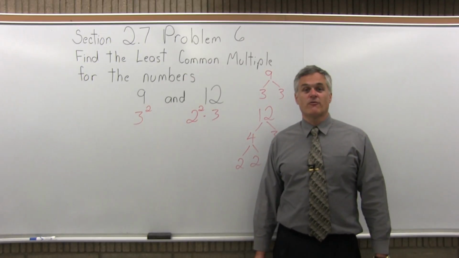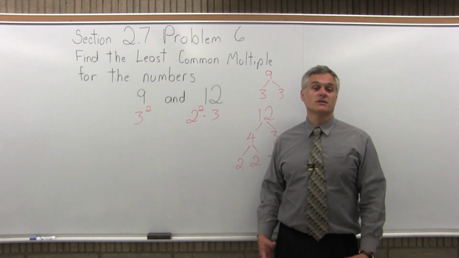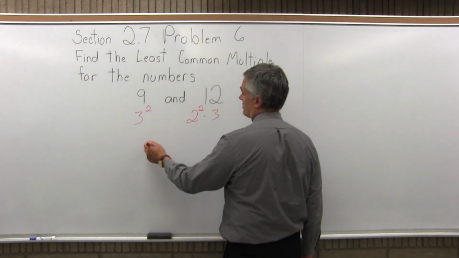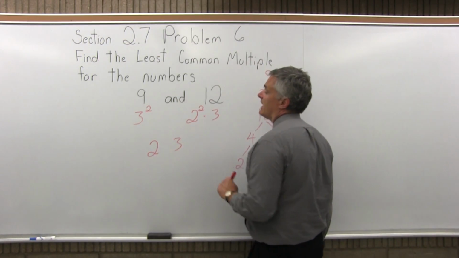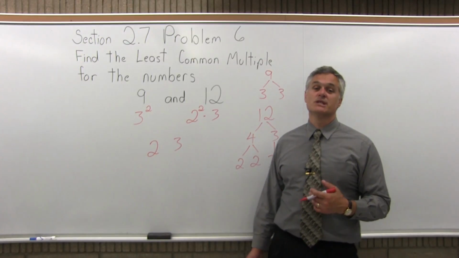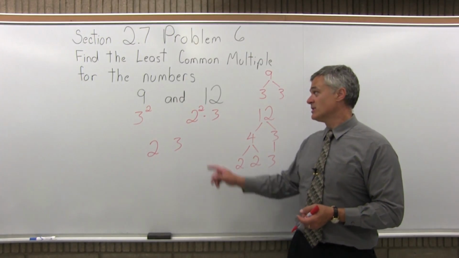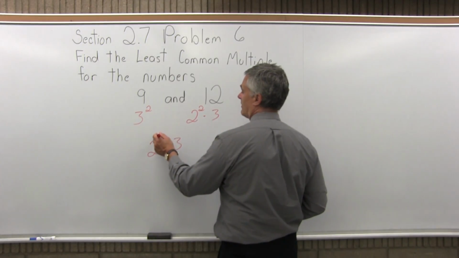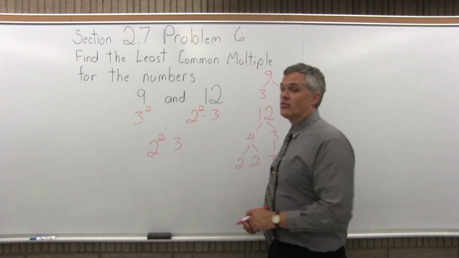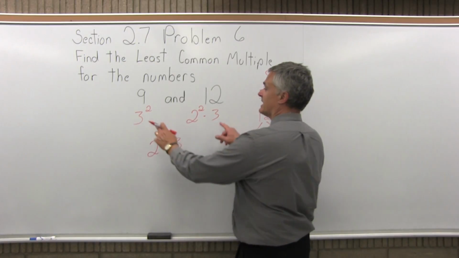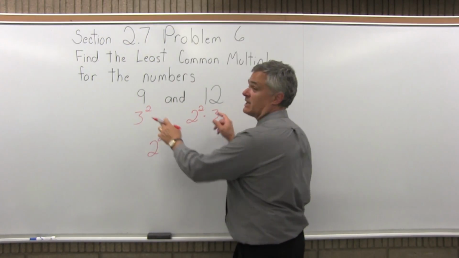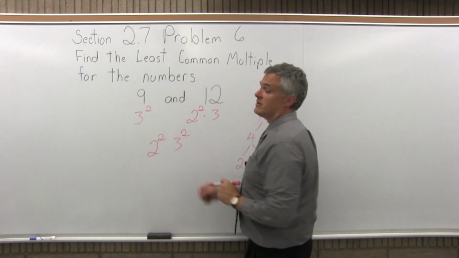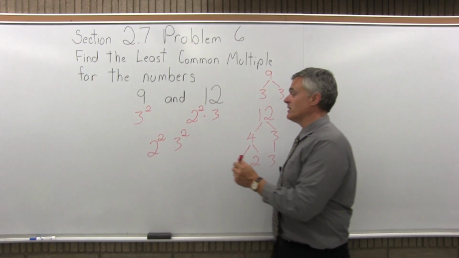So now that I have the prime factorization, I make a list of any prime that's used in either prime factorization, which is really just going to be 2 and 3. And now where I have exponents, I choose the higher value for the exponent. So the 2 really only shows up as 2 to the second, so I'll take the second power. And for the 3, I have second power and first power, and again, I want the higher exponent. Well, second power is higher than first power, so I take second power.